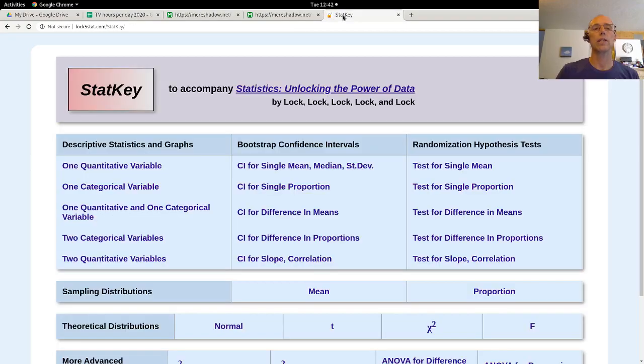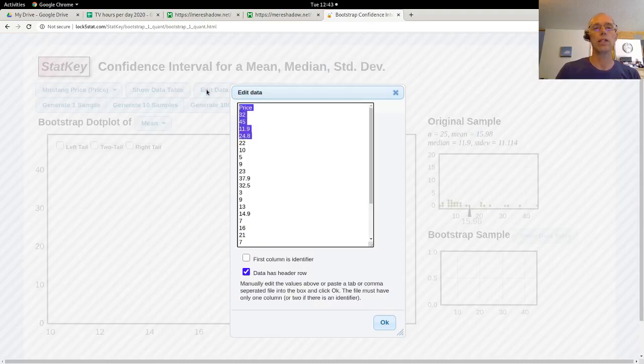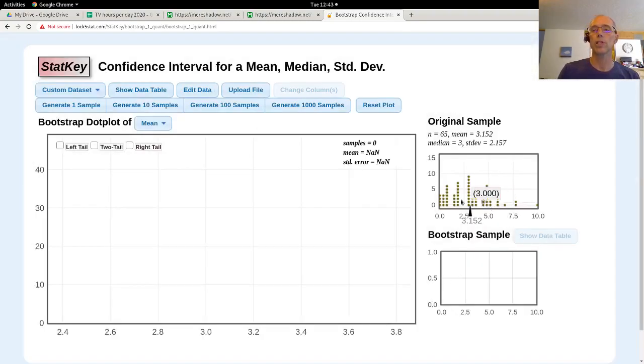So in StatKey, I want to do a confidence interval for a mean, and then I edit and delete all of their data. So highlight and delete, and then paste in my data. Does my data have a header row with a title? The answer is yes, it does. So I leave this checked, but I don't have a first column identifying each of these numbers, like this is Gary's number, and that's Beth's number, and that's Julia's number, and so on. All right, click OK. So this is a dot plot of my data.